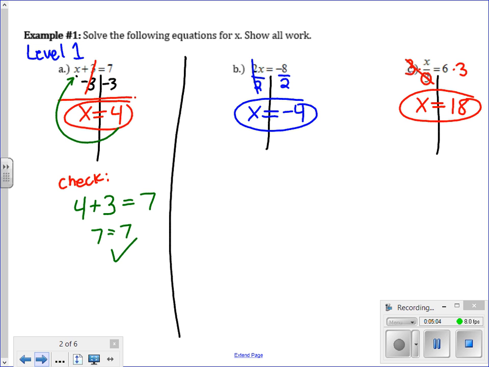So what you need to do now is pause the video. You're going to go back to Canvas and look underneath where this video is posted, and you're going to see level 1 practice problems. Click on that, work through those 6 questions, and check your answers with the key or the video, and then come back to the notes and we'll move on to example 2. So go ahead and hit pause now.